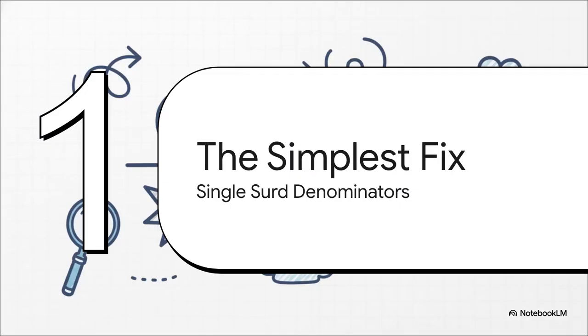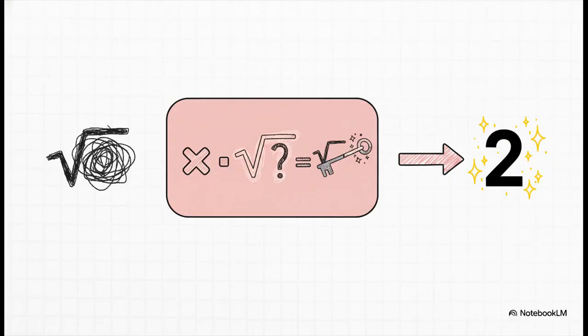All right, let's get our hands dirty with the simplest fix. We'll call this level 1. So how do we fix it? We're going to start with the most common problem you'll see, a single lonely surd in the denominator. The secret is having the right tool for the job, and in this case, it's called the rationalizing factor. This is just a special number that when you multiply it by our messy surd, it magically turns it into a clean whole number. So for the square root of 2, guess what that factor is? Yep, it's the square root of 2 itself. Because root 2 times root 2 is just 2.